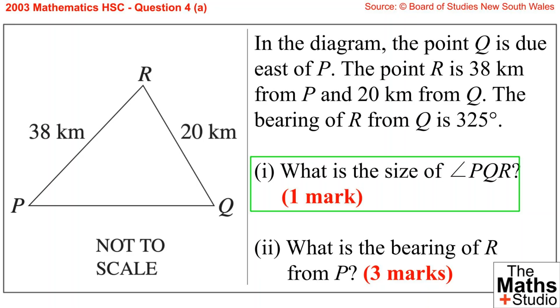Question 4, Part A. In the diagram, the point Q is due east of P. The point R is 38 kilometers from P and 20 kilometers from Q. The bearing of R from Q is 325 degrees. Part 1. What is the size of angle PQR?